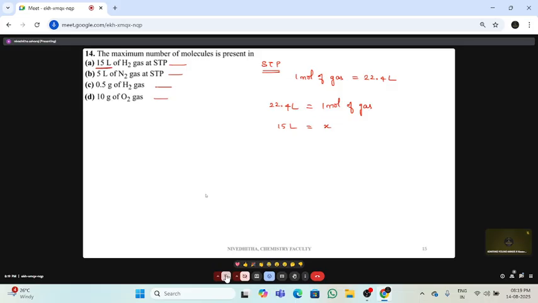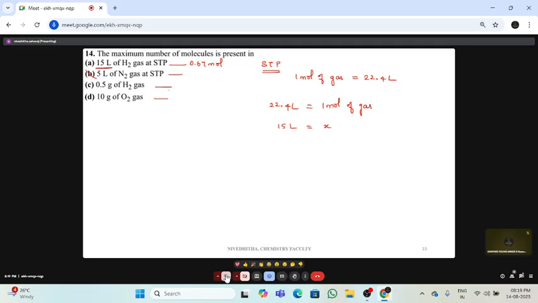See, 22.4 liter was occupied by 1 mole of gas. Then 15 liter was occupied by how many moles? 0.67, ma'am. That's it, 0.67 mole. And this is 15 liter, it is 0.67 mole. This is 5 liter, definitely that will be lesser than 0.67 moles. So obviously we don't want to solve this option at all because they are asking for maximum number of molecules. So it will be definitely lesser than option A.